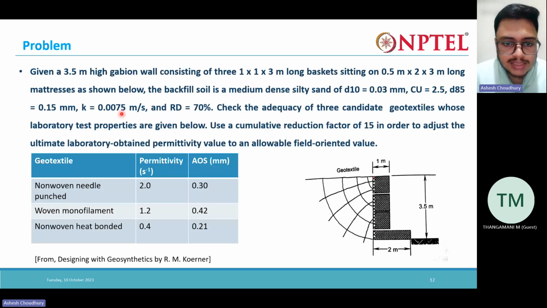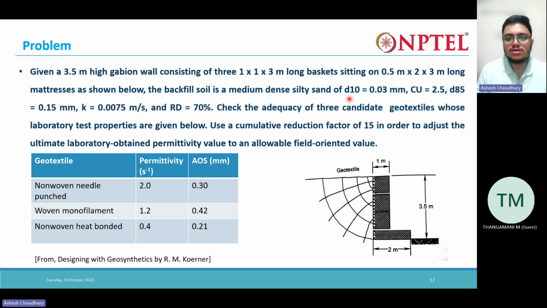Okay, so then we discussed some problems regarding filter design, how to select a filter. Here we have a 3.5-meter high Gabion wall consisting of 1 meter by 1 meter by 3 meter long baskets, sitting on 0.5 by 2 by 3 meter long mattresses, as shown here. These are the Gabion baskets, and here we are putting some filter. The geotextile is a filter.